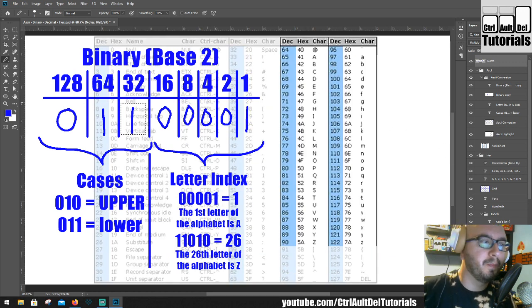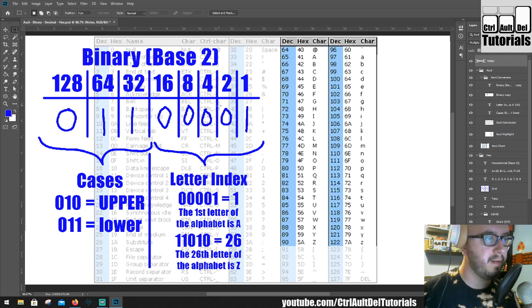Okay, so if we didn't have the chart in front of us and we had to figure out from binary to letters of the alphabet, let's say I wanted to get the letter C. Let's say we're doing a lowercase letter C. So 0, 1, 1, that's lowercase, and a letter C. Well, A is the first letter, B is the second letter, C is the third letter. So let's change this one.